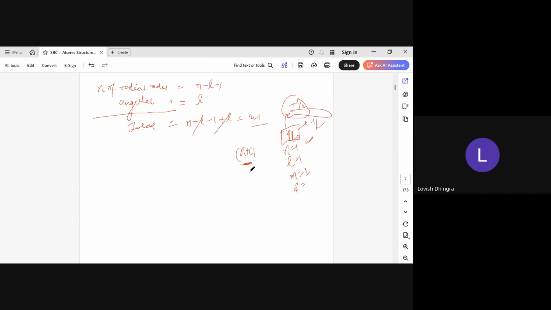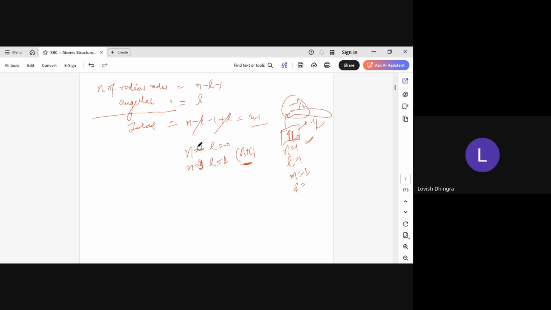Suppose for any orbital, you are getting the same n plus l value. Suppose I give you n equals 4 and l equals 0, and I have n equals 3 and l equals 1. Then how will you differentiate? Anyone knows?